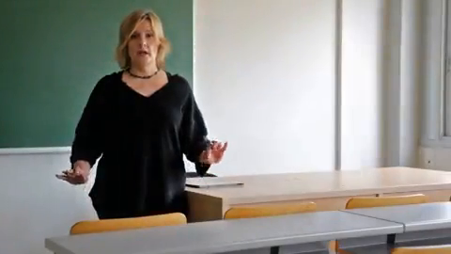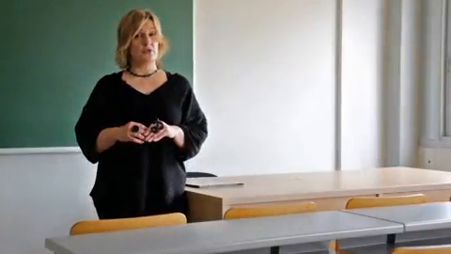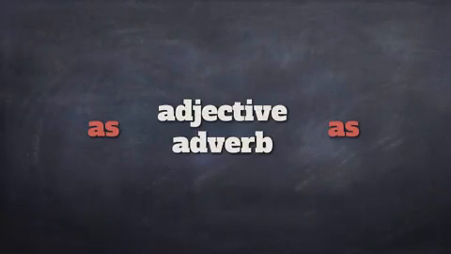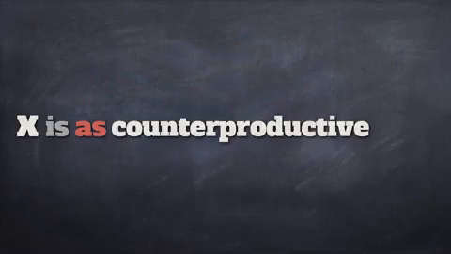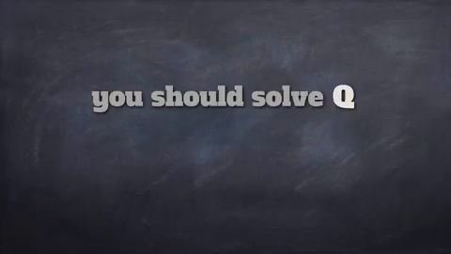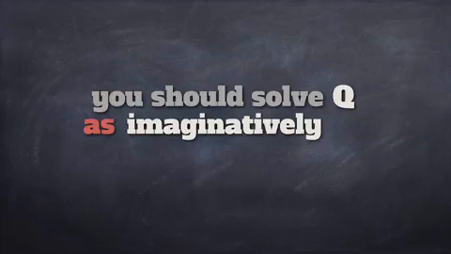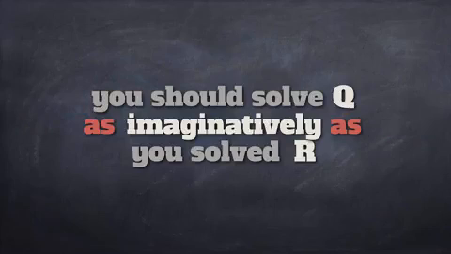And now, a comparative structure that I'm sure you have seen in your English books since the beginning of time. This structure is like an adjective or an adverb sandwiched between adverb as and adverb as. Pretty easy. X is as counterproductive as Y. You should solve Q as imaginatively as you solved R.